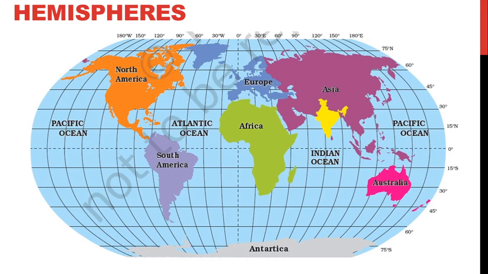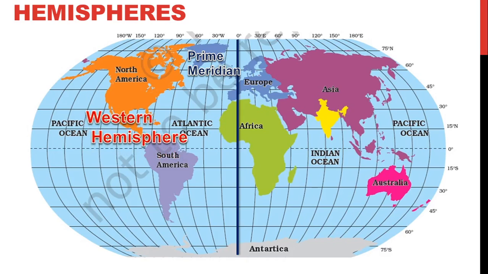Zero degree longitude, known as prime meridian, divides the globe into two parts. Left hand side is known as Western Hemisphere and right hand side is known as Eastern Hemisphere.